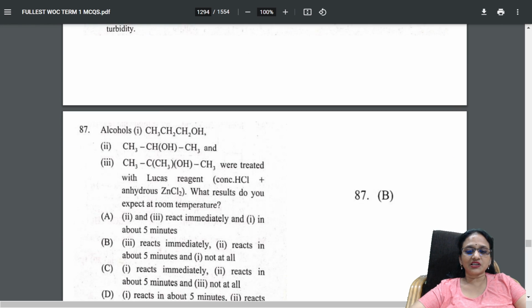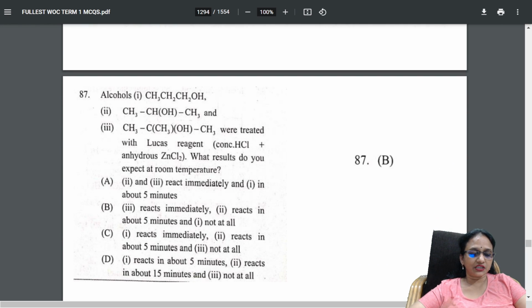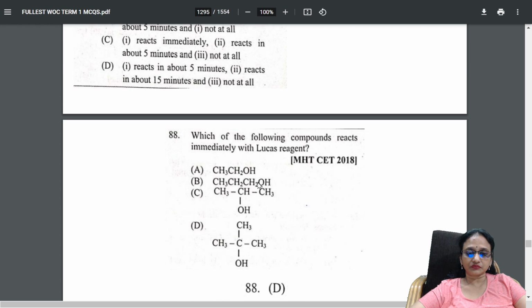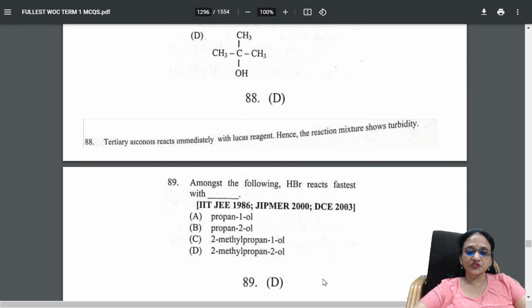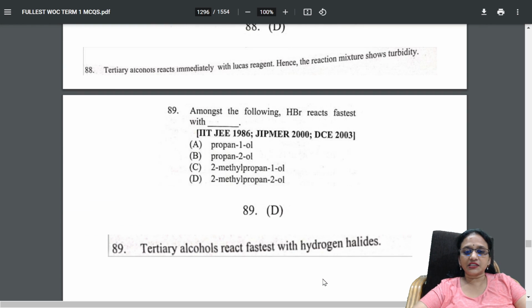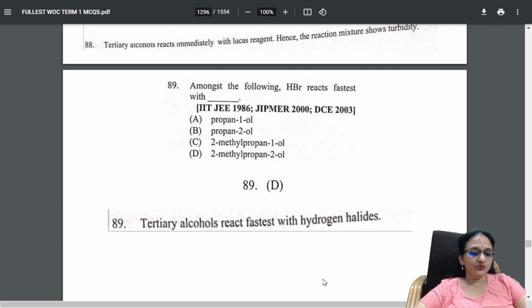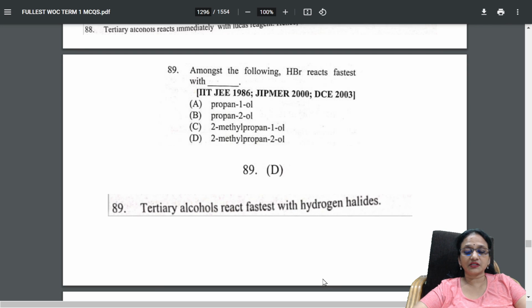Further, alcohols are converted into what? Basically, how do they react with the Lucas reagent? Tertiary reacts first. So what is the test for that? For the students, which of the following compounds reacts immediately with Lucas reagent? We know tertiary. What is the reason? Because of its stability.